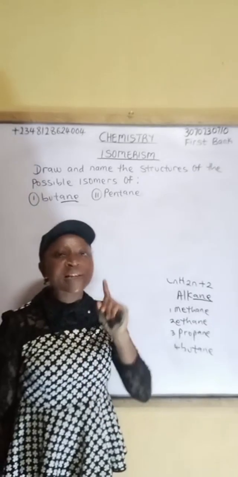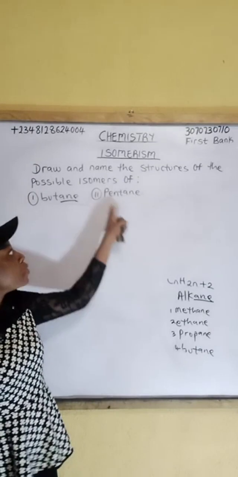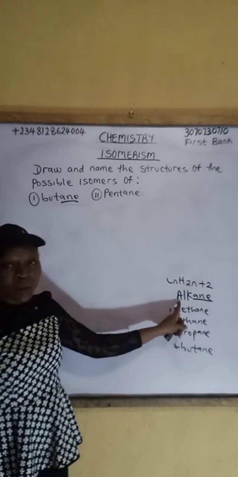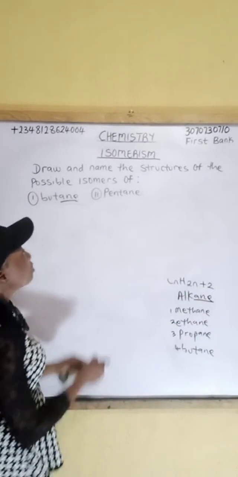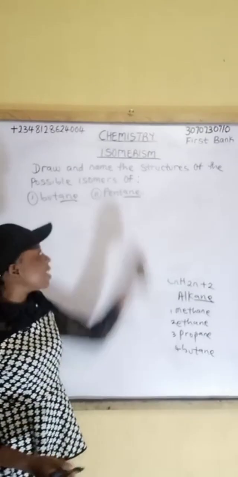To do is to write the molecular formula of pentane. You write the molecular formula of pentane. Pentane is the 5th member of what? Of alkane. It is under alkane because it ends with what? With A. The name ending is A.